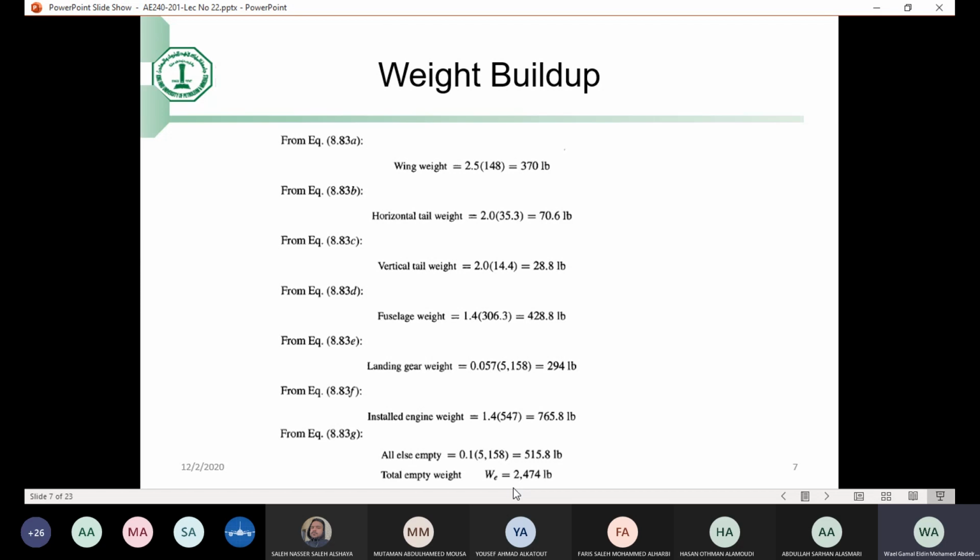Is this clear up to this point? So we have calculated the empty weight of the aircraft based on the dimensions. These are new things that we had, and based on the initial estimate of the total weight. I'll stop to see if you have a question before we proceed.